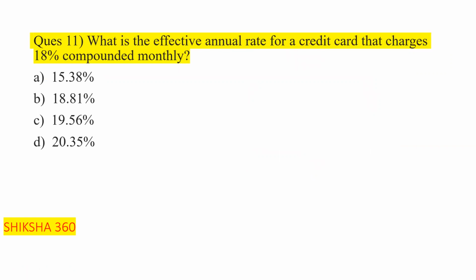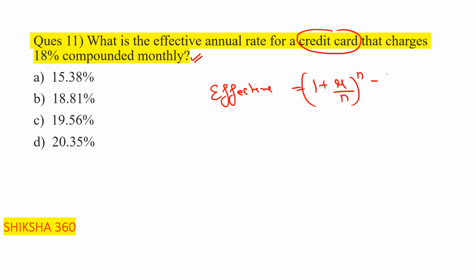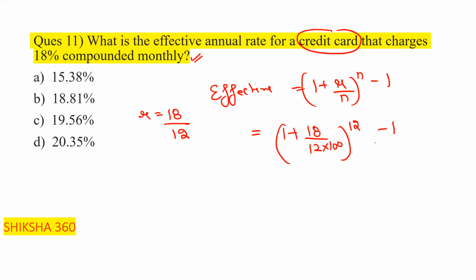What is the effective annual rate for a credit card that charges 18% compounded monthly? We have to use the effective interest rate formula: 1 plus r by n power n minus 1. What is the value of r here? Compounded monthly, 18 upon 12. So put the value here: 1 plus 18 upon 12 into 100, power 12 minus 1. Solving this, 18 upon 1200 plus 1, 1.015 power 12 minus 1.